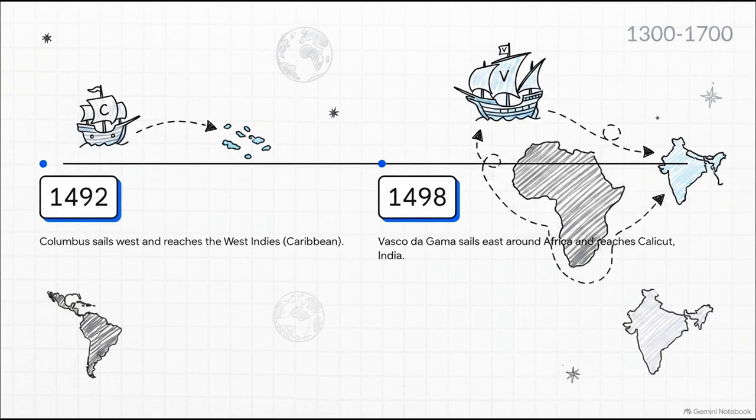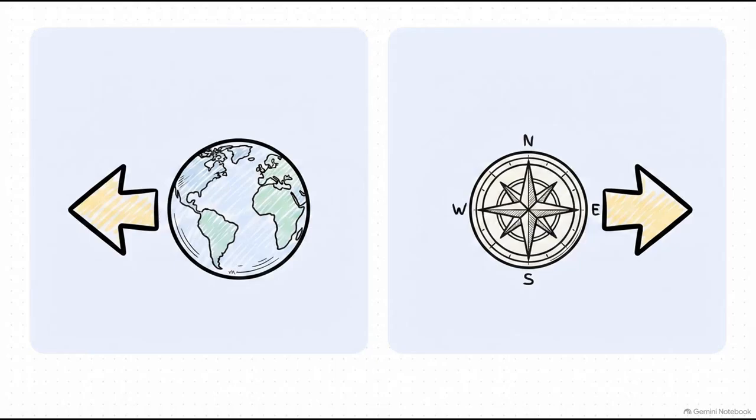In 1492, Columbus sails west and hits the West Indies, the Caribbean. Then, in 1498, Vasco da Gama sails east, goes all the way around Africa, and actually reaches Calicut, India. If you need a quick memory trick, C comes before V in the alphabet, right? And 92 comes before 98, so Columbus, 1492. Vasco, 1498.